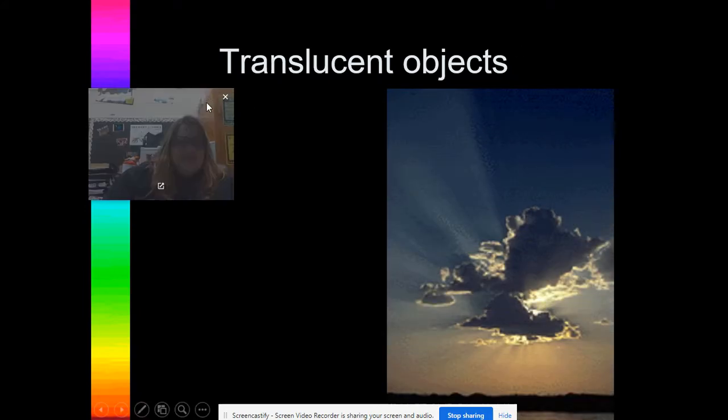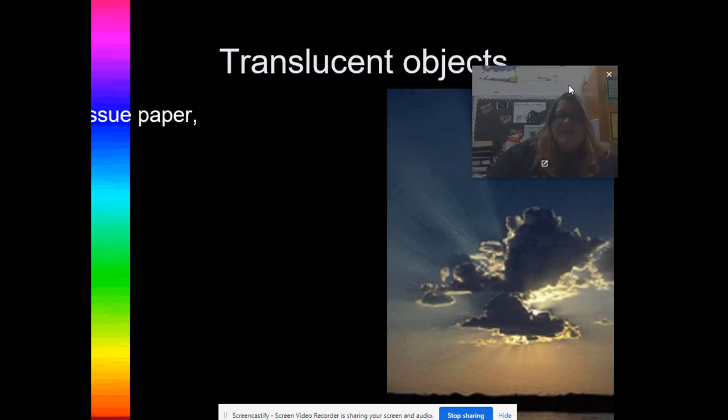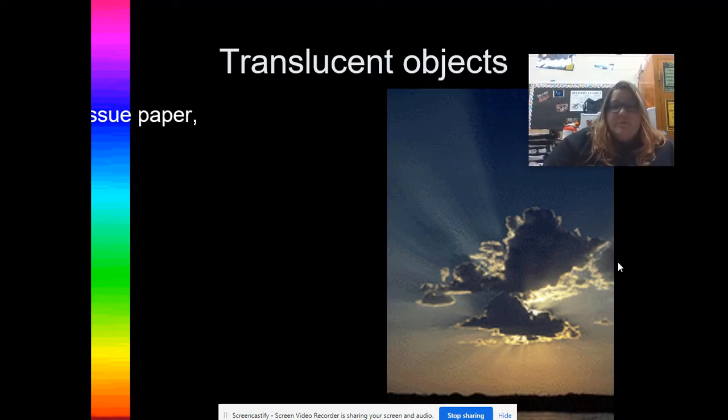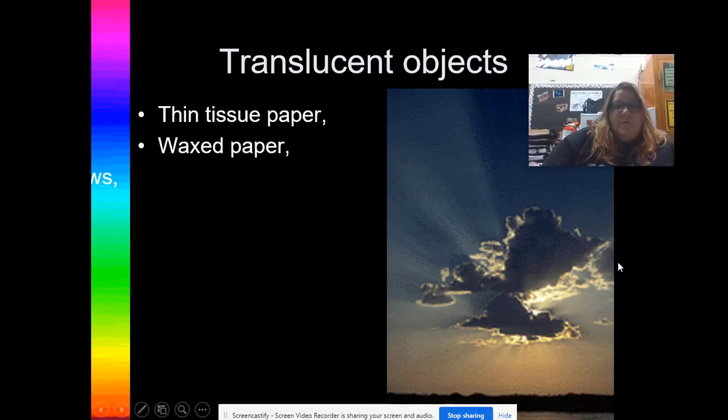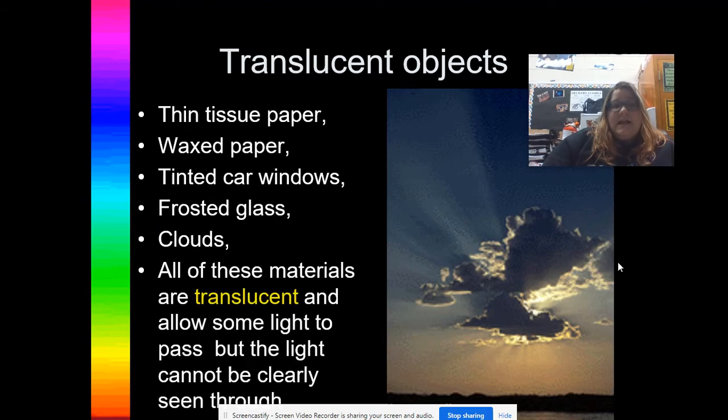Translucent. Tissue paper. Some light goes through, but not all. Wax paper, tinted car windows, frosted glass, clouds.